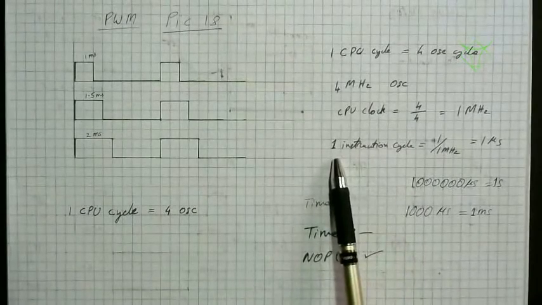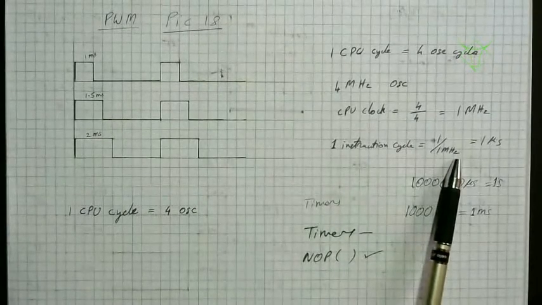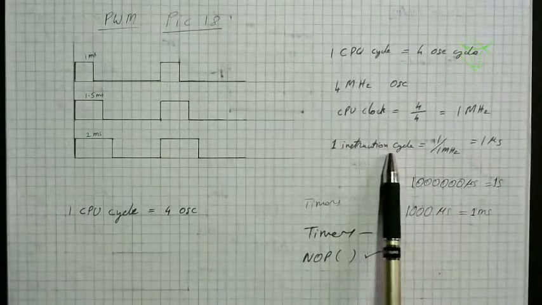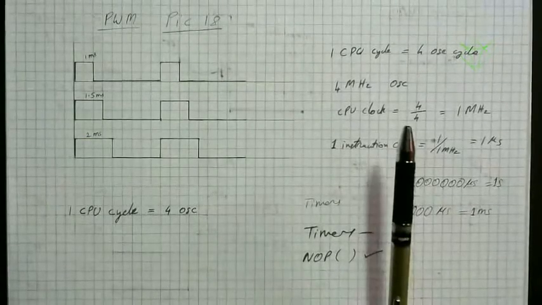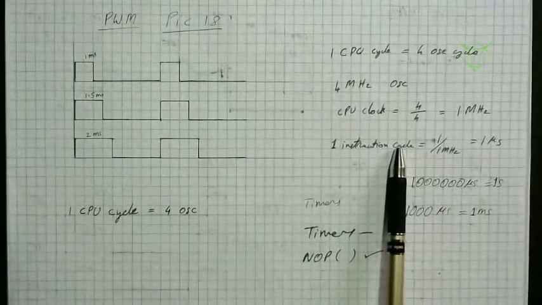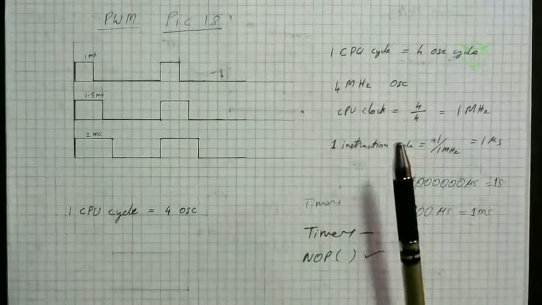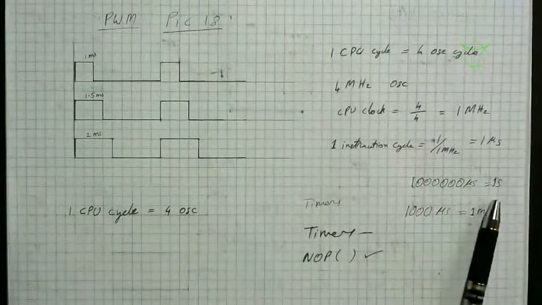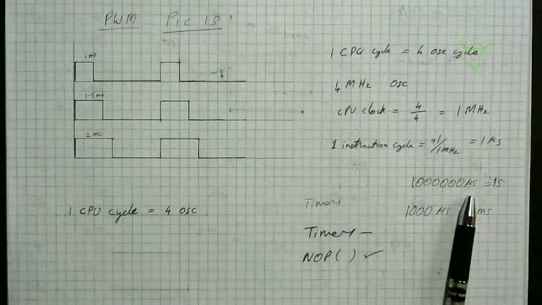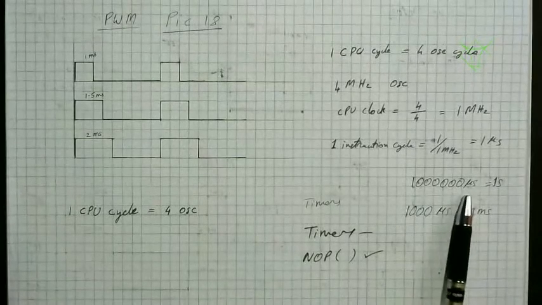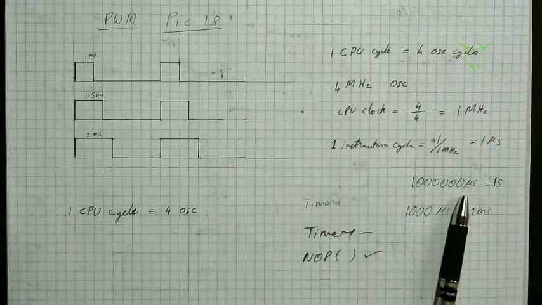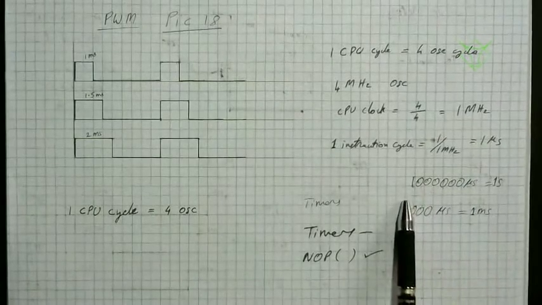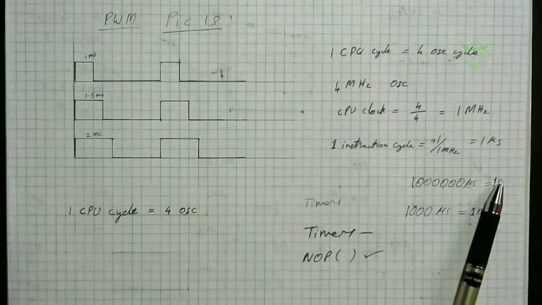So one instruction cycle is equal to 1 divided by 1 megahertz, that is 1 microsecond. So 1 microsecond is an instruction cycle of the CPU. An instruction cycle is also called a tick. If I waste one tick, I am wasting 1 microsecond. To generate 1 second, I have to waste 1 million microseconds, correct? If I waste 1 million ticks, I am generating 1 second.